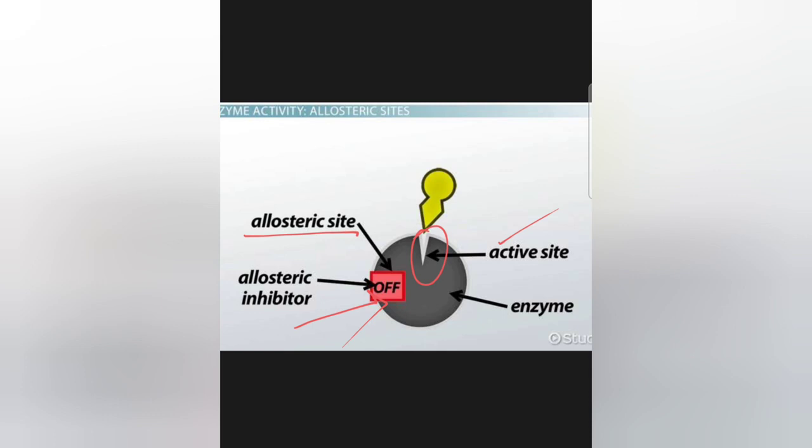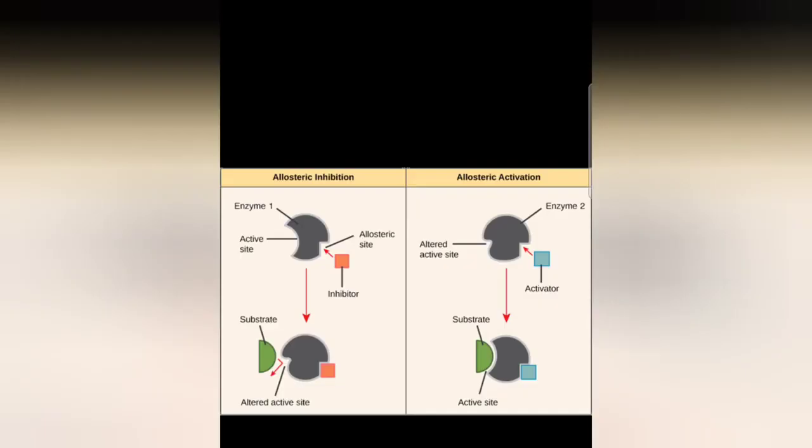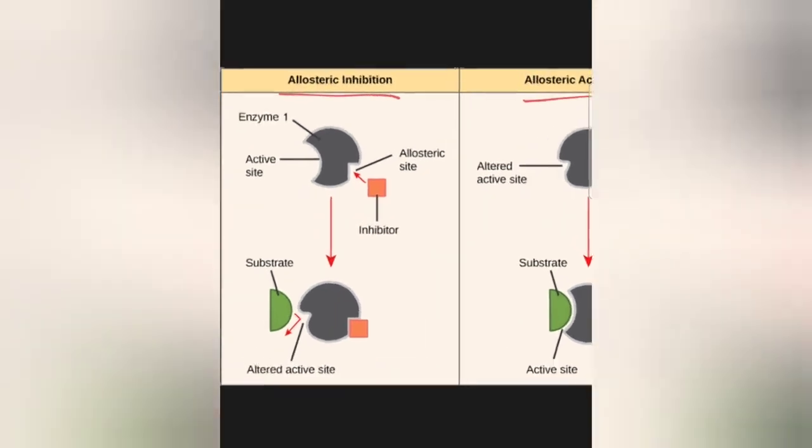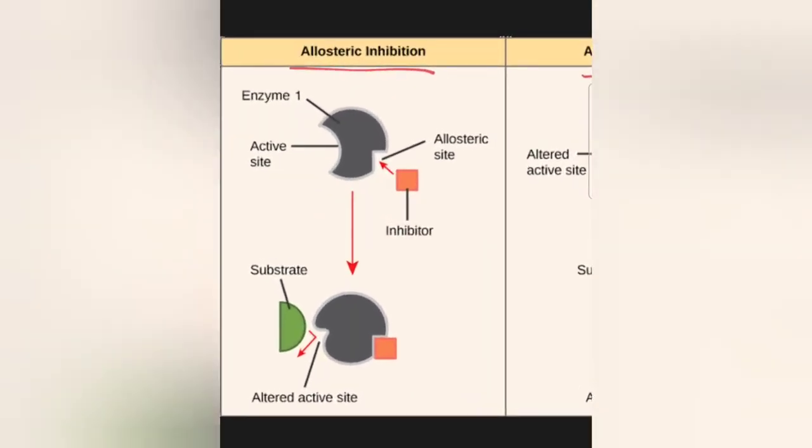A very good and easy definition of allosterism is given in your book. You can read that. Now after getting to know about allosterism, we are going to talk about the types of allosterism. So these are the two types of allosterism: this one is allosteric inhibition and this one is allosteric activation. Allosteric inhibition is named as negative allosterism in your book, and allosteric activation is named as positive allosterism in your book. Now let's concentrate on the first type, allosteric inhibition.